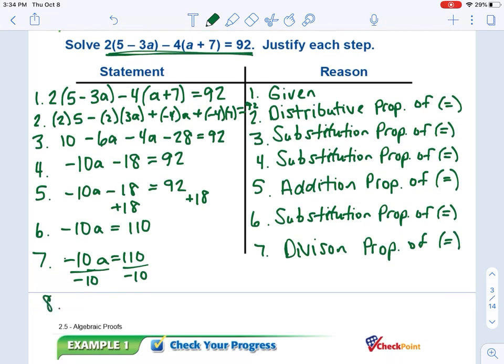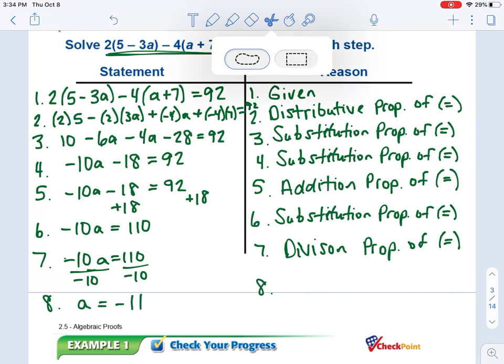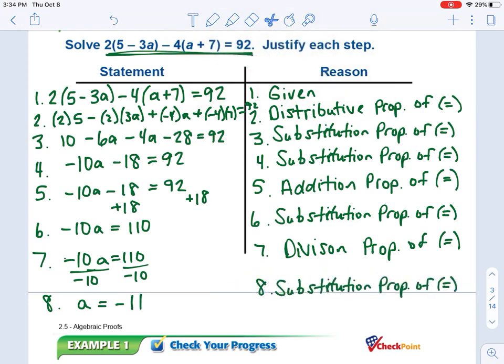And then finish solving. Once again, this is our substitution property. And we're done. So once we have proven, because we're asked to solve and we justified each step, we can put a little box here and we are good to go. Okay? So basically proving these and writing our reasons is just justifying what we did for each step.